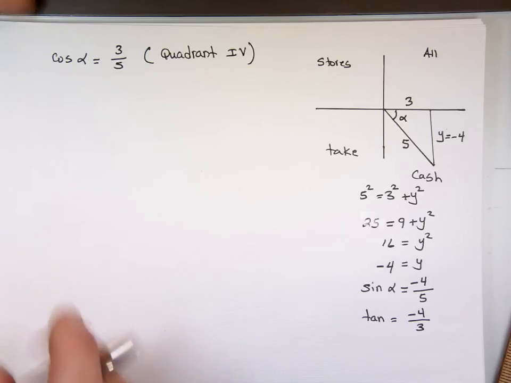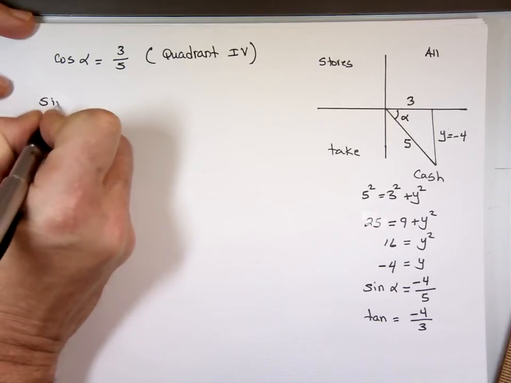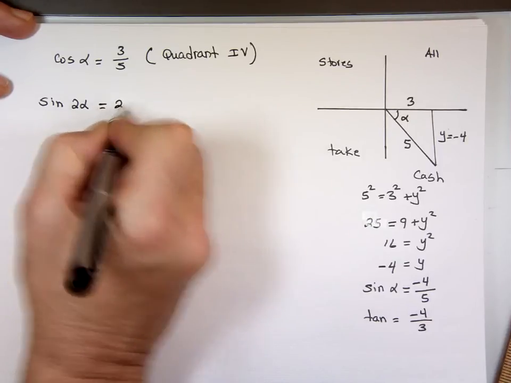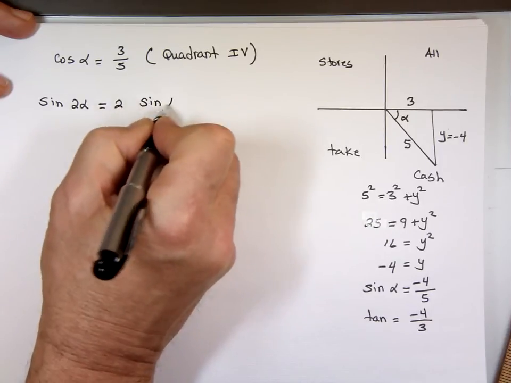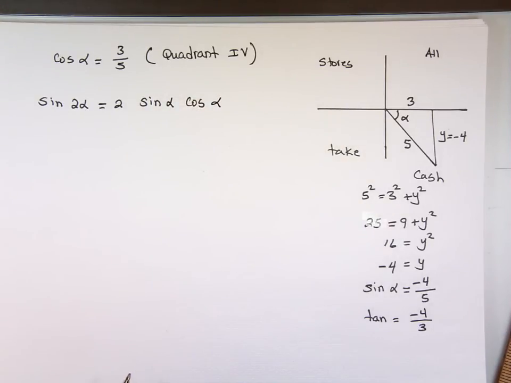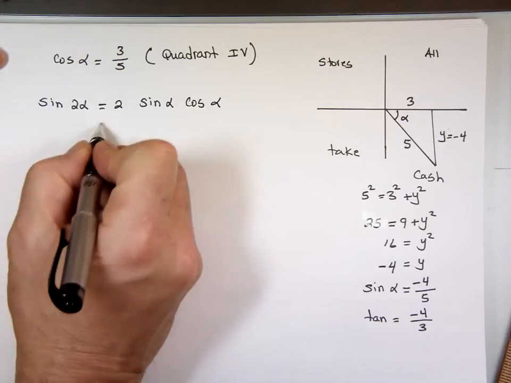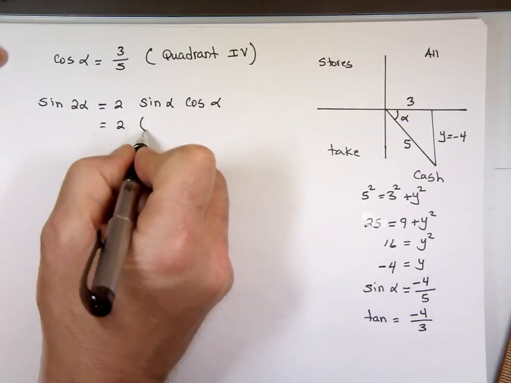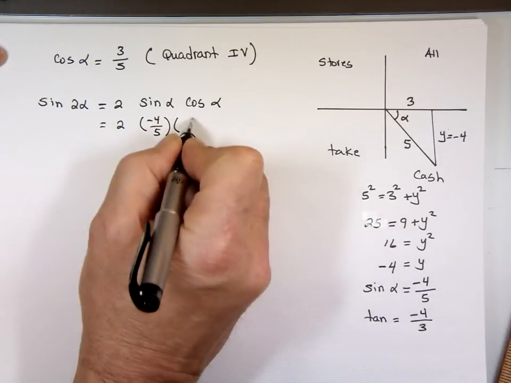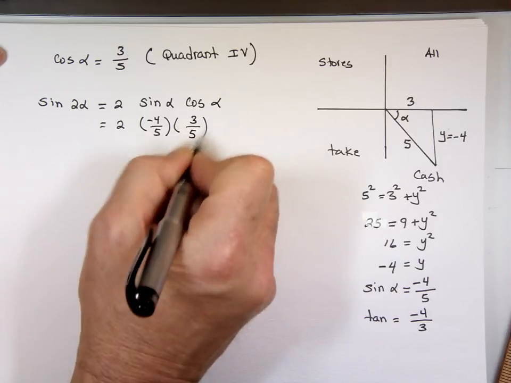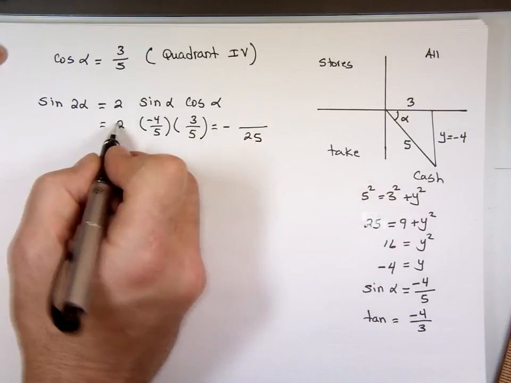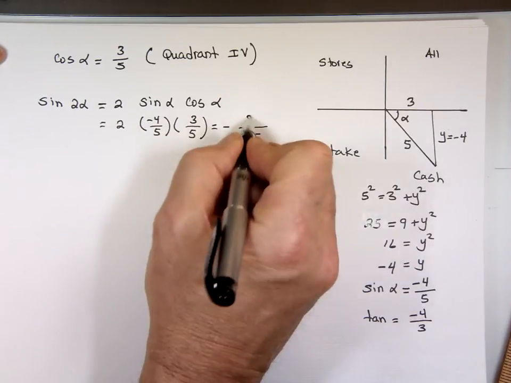So if the question was, what is sine 2 alpha? You go, that's easy. That's 2 times sine of alpha cosine alpha. Two times, we know the sine of alpha, I just did that, negative 4 over 5. The cosine of alpha, 3 over 5. That's a negative 25 in the bottom. 2 times 4 is 8. 8 times 3 is what? 24.